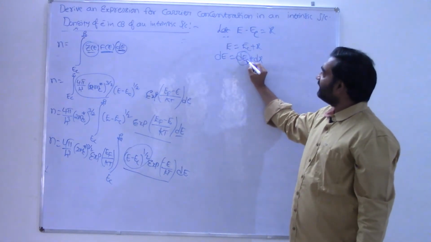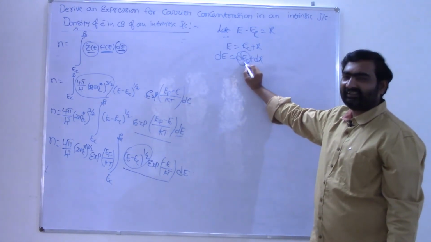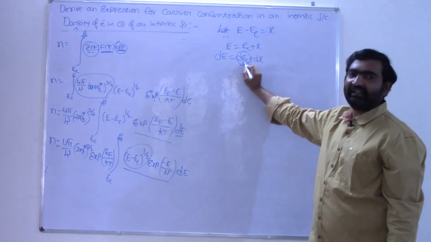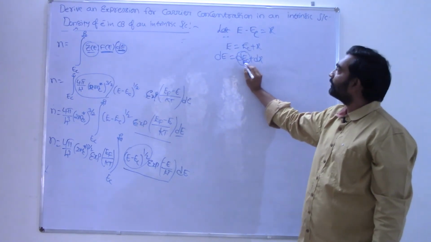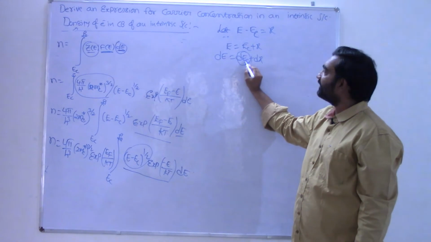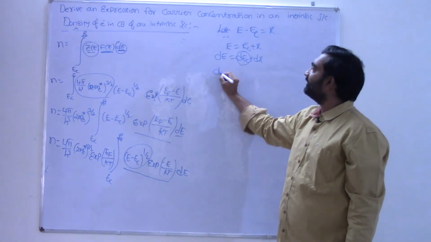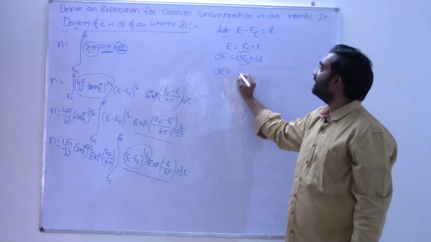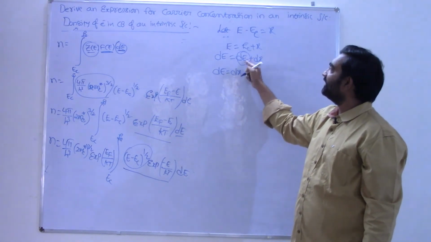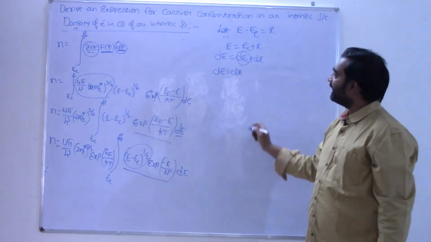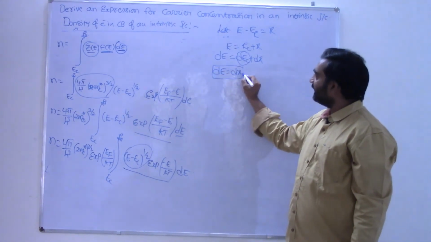Here EC is the lowest energy level in the conduction band and its energy is constant. So differentiation of a constant becomes 0. So this equation becomes dE is equal to dx, since dEc becomes 0. Okay, so I got dE as dx.